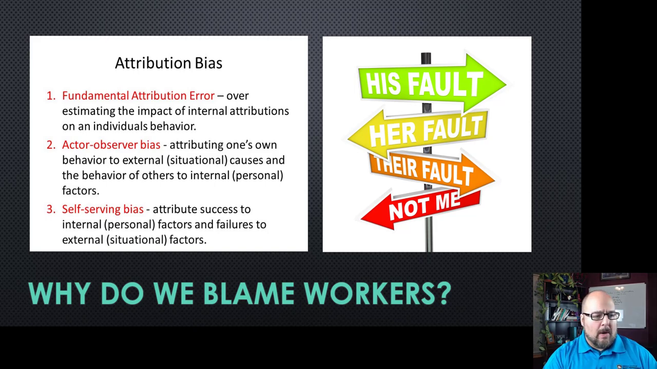I had mentioned a little bit ago about Heinrich's 88% of accidents are caused by unsafe actions. And it goes back to this concept of attribution bias. With the fundamental attribution error, overestimating the impact of an individual, actor-observer bias, attributing one's own behavior to external factors, and then self-serving bias as well. All these things are built into our DNA or our cognition, and they're actually accepting only pieces of information in order to make things easier, is what it really does. And that's why we tend to blame workers for getting hurt, for doing something wrong.